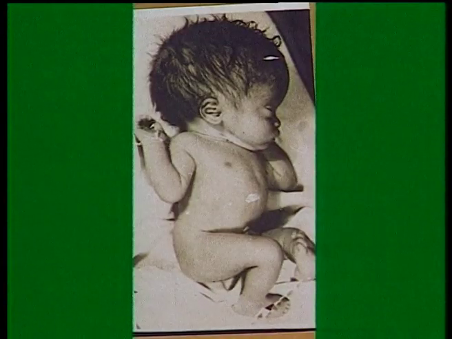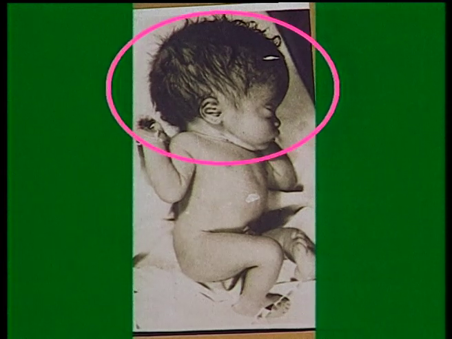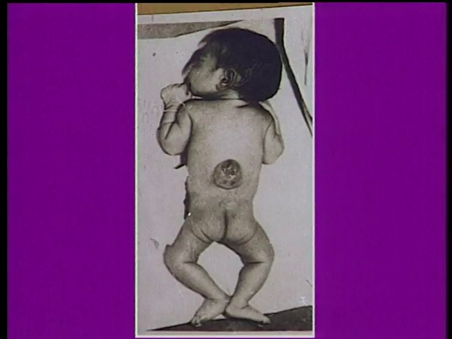This condition is known as hydrocephalus. It is an example of a multifactorial disorder. In this condition, there is obstruction to the flow of the cerebrospinal fluid. Because of the obstruction, the head size will enlarge, and these children will be mentally retarded, and they develop convulsions.